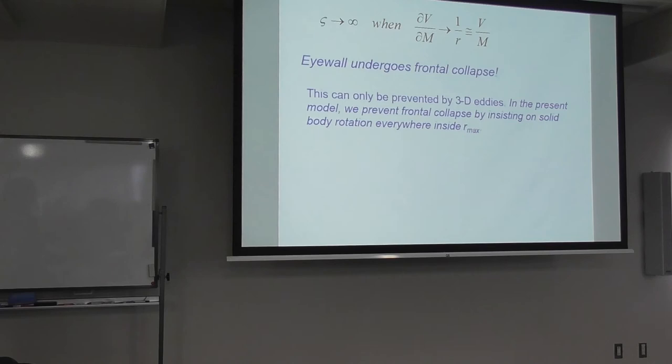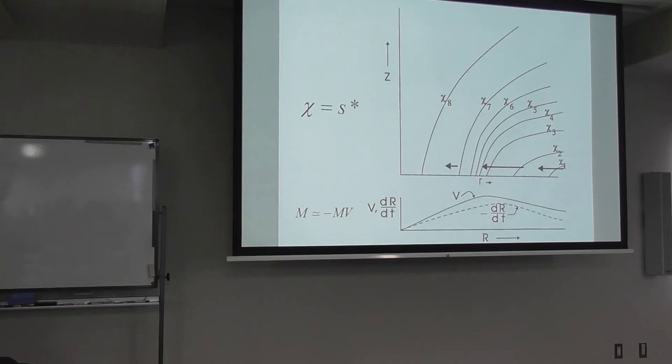Let's just try to understand this physically, because I think it's important. This is an old diagram, and I would use different symbols if I made it today. But this is height, this is the center of the storm, this is radius. And these are surfaces both of constant angular momentum and constant entropy. So chi here is entropy. Sorry, it's just a different symbol people use for entropy.